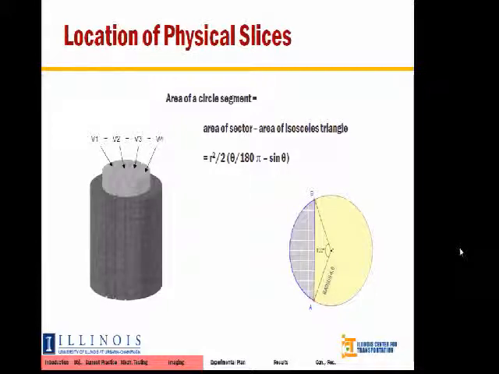So the CAD drawing on the left-hand side of the screen here is just showing the relative dimensions of that cut and cored specimen extracted from the entire gyratory specimen. And then the simple calculation that is used to determine 4 equal volume sections and the relative location of the physical slices.